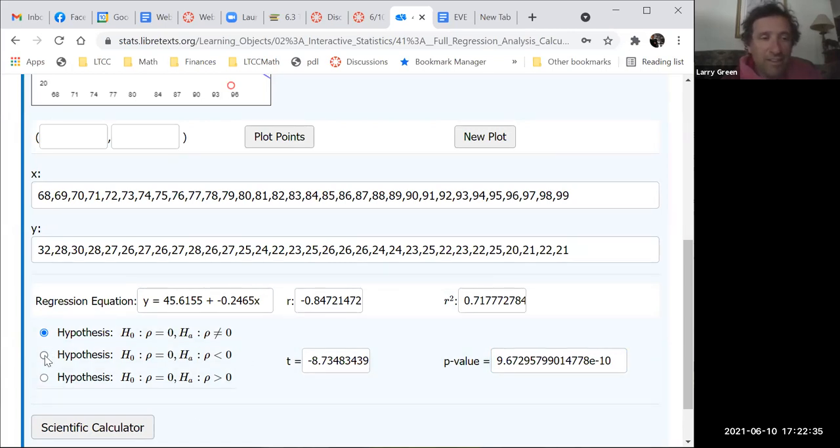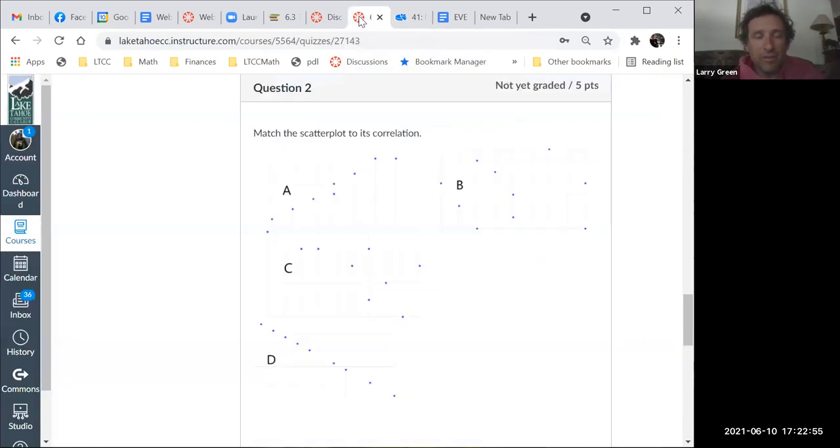By the way, it's easy. All you do is you click on it and then hit plot points. Notice it changes everything. Whereas if I click there and hit plot points, then that changed the number a little bit, but we're here. Any questions? Any more questions? Good question, though.